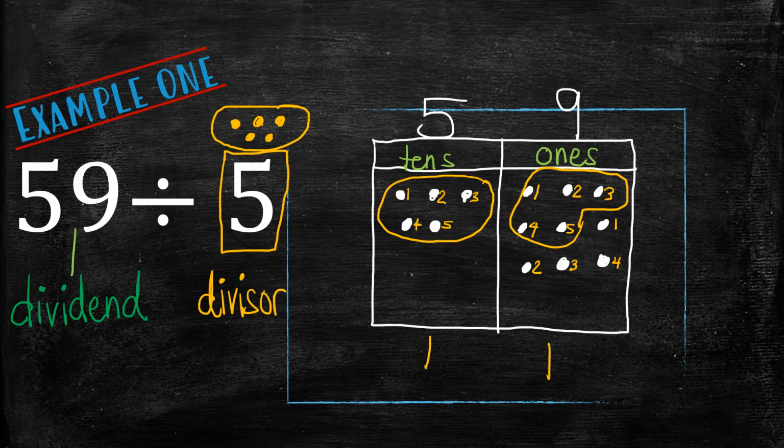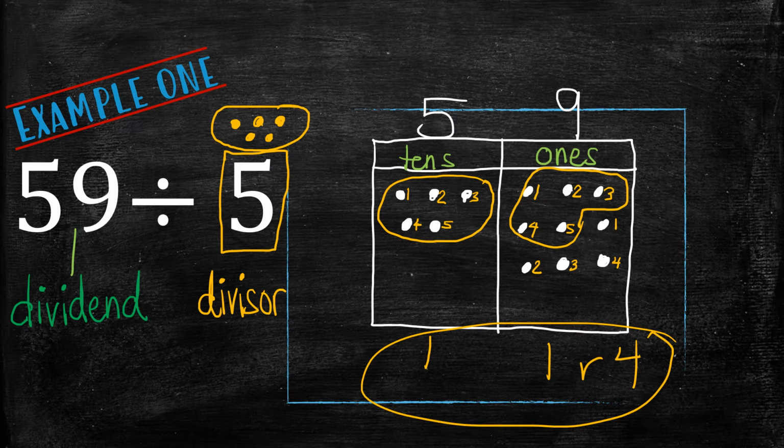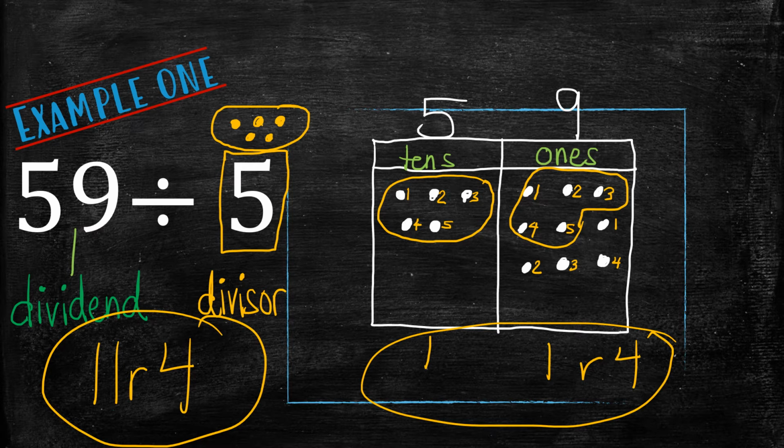We see that we have 1, let me get my pointer. 1, 2, 3, 4. So that means 4 is our remainder. We're going to go ahead and write R4. So our final answer is 11, remainder 4. And I promise you, this is it.